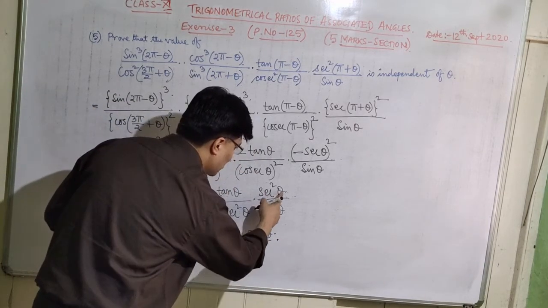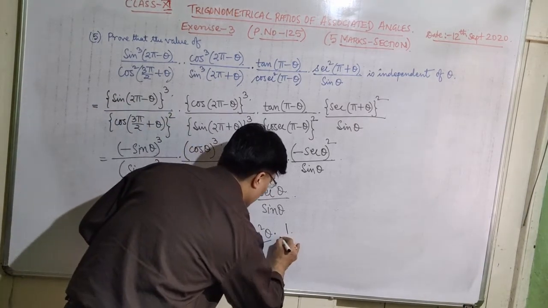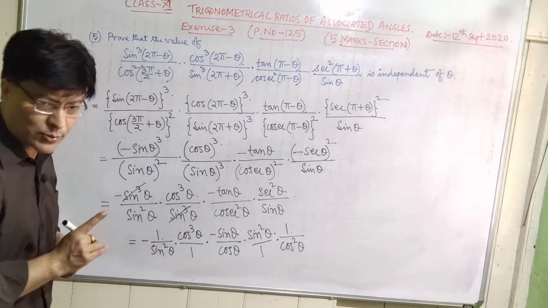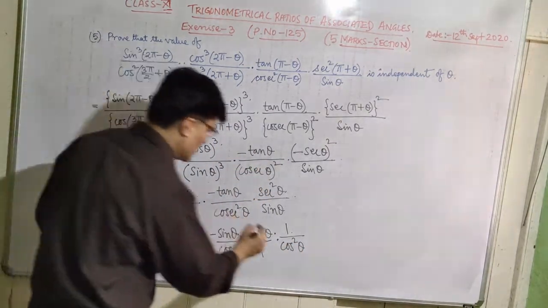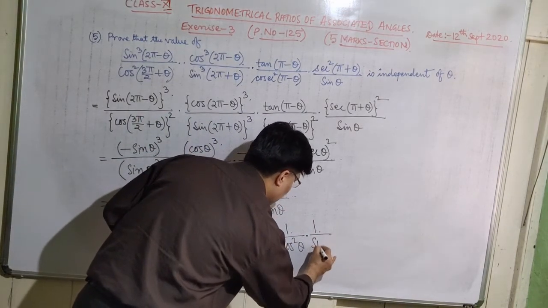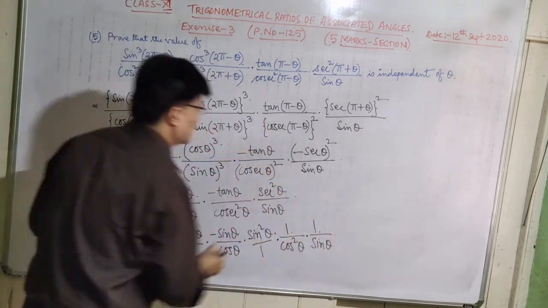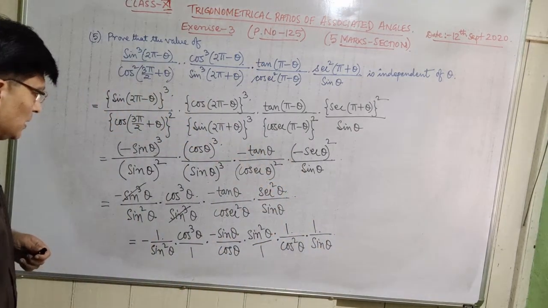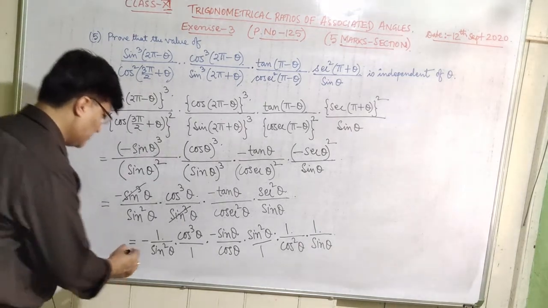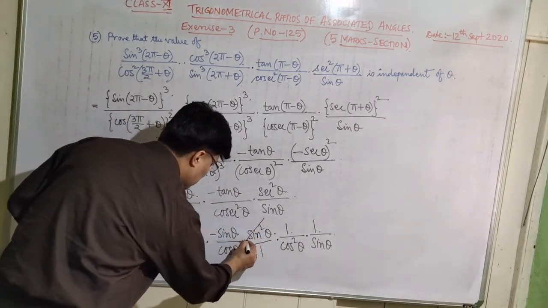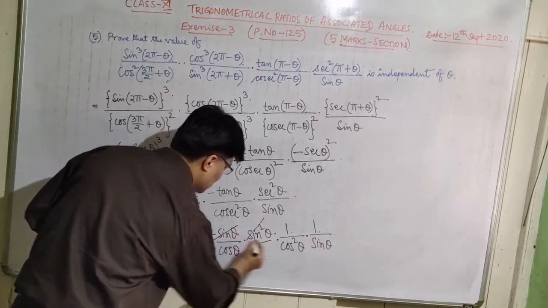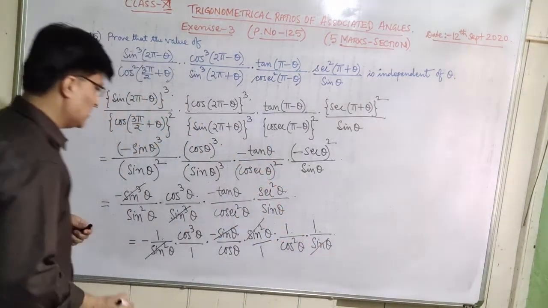Into, what is sec square theta? It is 1 upon cos square theta. You know that. Into this is 1 by sine theta. Let us write here 1 by sine theta. Now is it understood? So let us simplify it further. Here you can cancel this sine square theta and sine square theta. Now this sine theta and this sine theta will be cancelled.